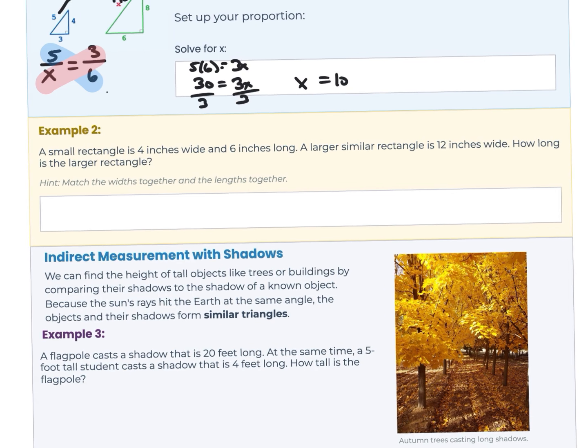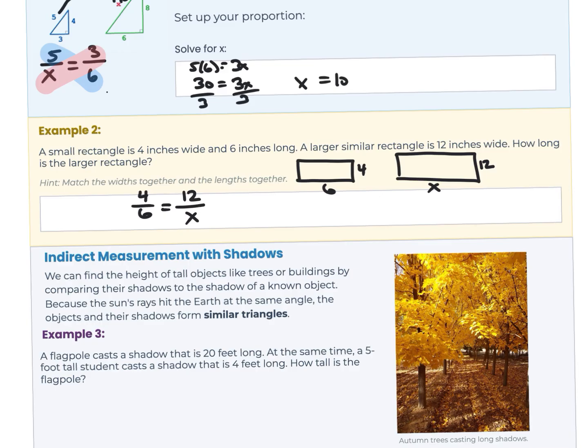All right, so a small rectangle we know is 4 inches wide by 6 inches long compared to a larger rectangle that is 12 inches wide, and we want to know how long it is. So in this case, I'm going to change up the proportion just to show you that you can do it in different ways. We could do like we did before where we did small to large, but what I'm going to do this time is set up my proportion as smaller rectangle to larger rectangle, width to length has to equal width to length on our larger rectangle.